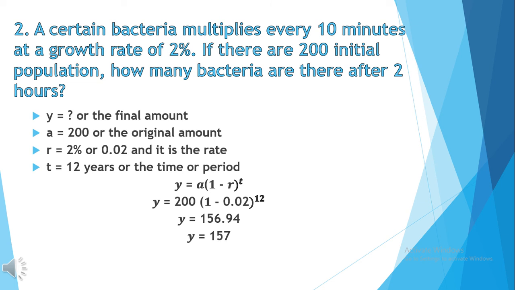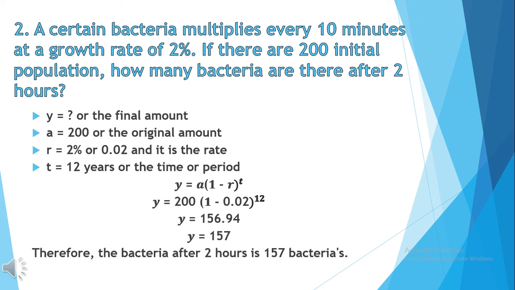Because when we divide 2 hours by 10 minutes, we get 12 as the time. Using the formula y = a(1 - r)^t, y is equal to 200(1 - 0.02)^12, and by using the PEMDAS rule, we get y equal to 156.94 or y equal to 157. Therefore, the bacteria after 2 hours is 157 bacteria.